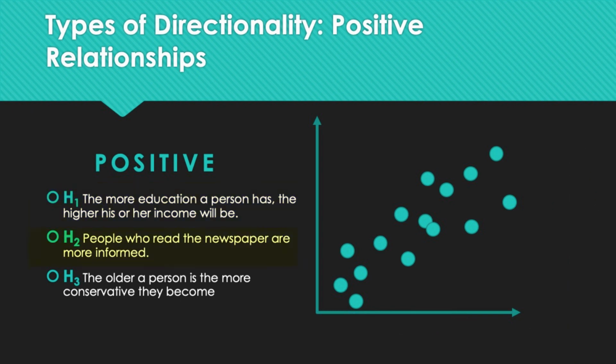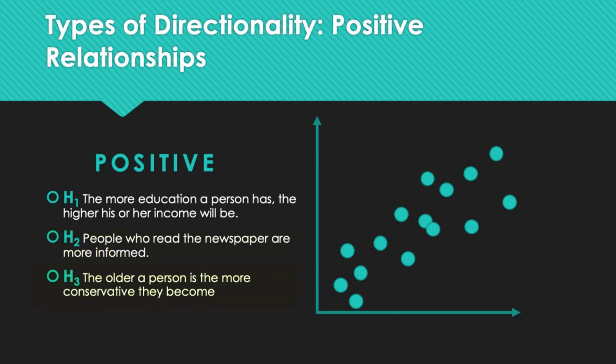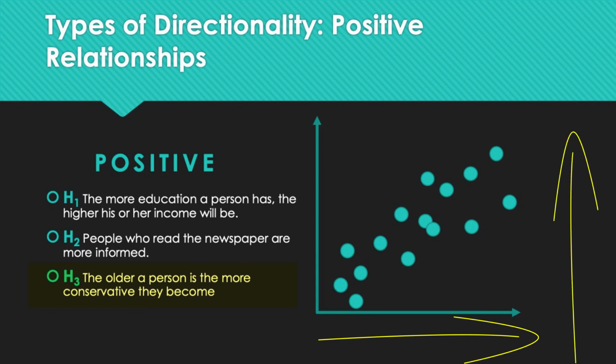People who read the news are more informed. So independent variable, reading the news. Do you read the news? Yes or no? As news readership increases, you become more politically informed. Informed being the dependent variable. Hypothesis 3. The older a person is, the older a person becomes, the more conservative they eventually become. That's actually a well-documented phenomenon in American politics research. So as people become older, they also become more conservative. There's a positive relationship here. Both variables are increasing.